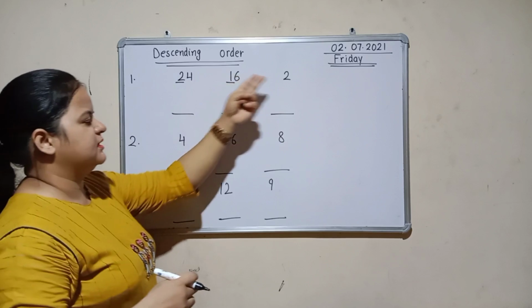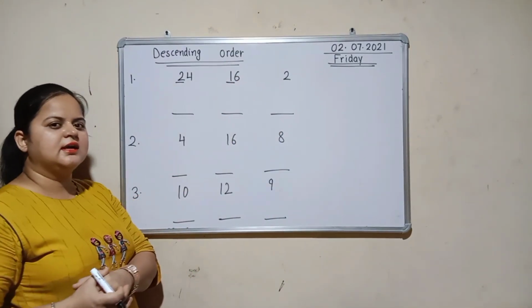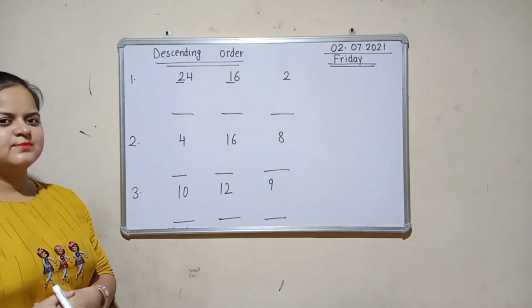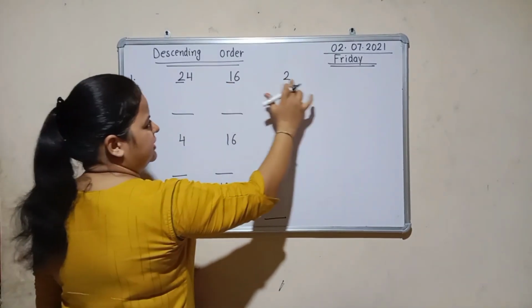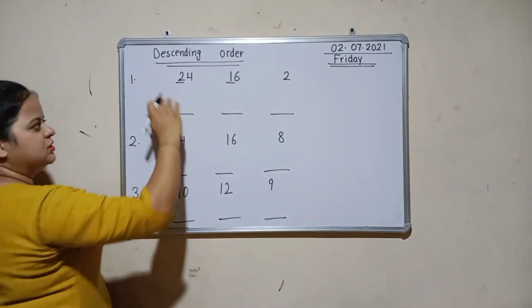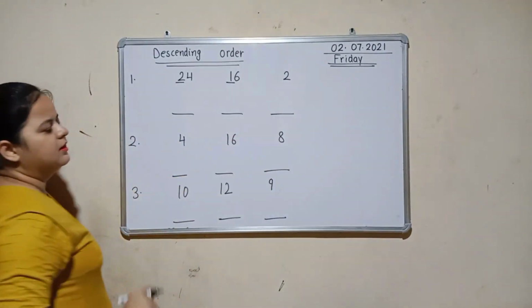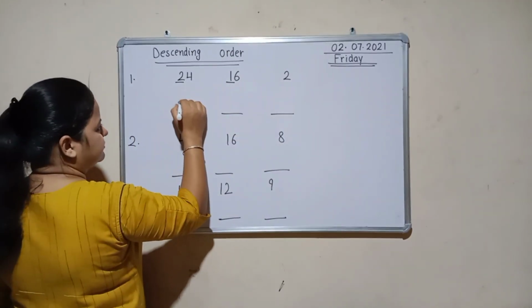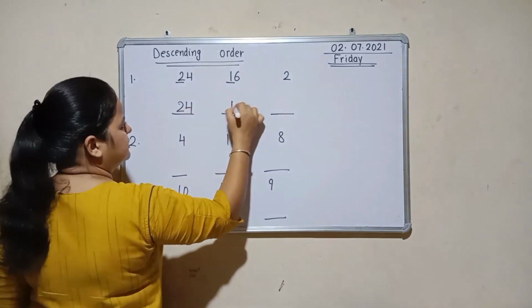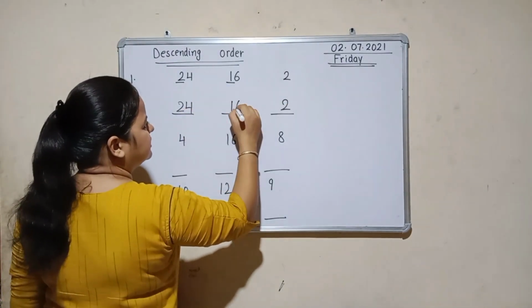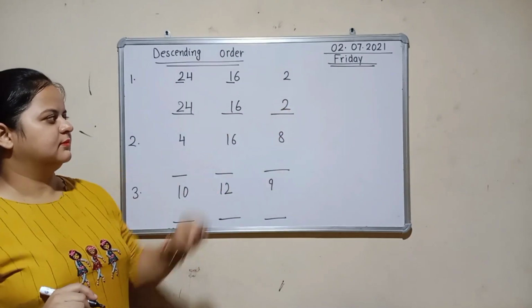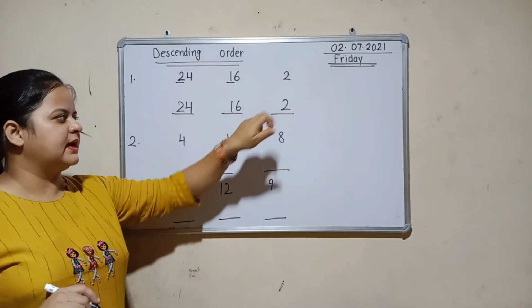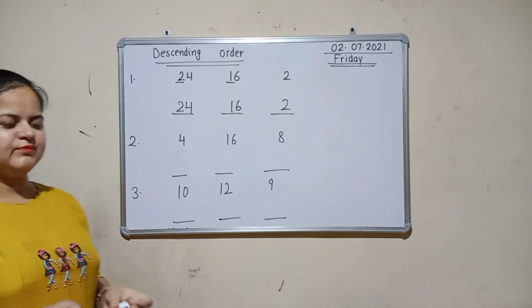So these numbers are already in descending order. You can see 24 is greatest, 16 is middle and 2 is smallest number. So this is already arranged in descending order. 24, 16, 2. Answer is same. Yes? Understand? सबको समझ आ गया?